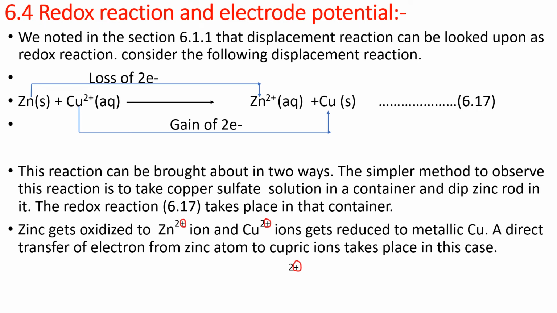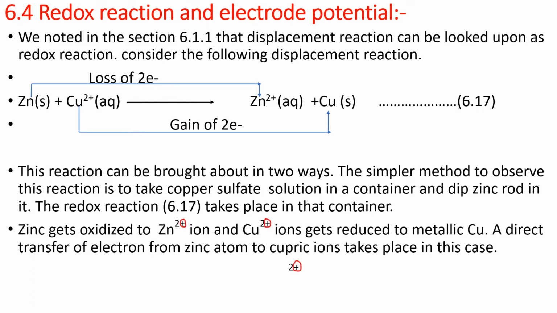Next point, point number 6.4, redox reactions and electrode potential. We noted in section 6.1.1 that displacement reactions can be looked upon as redox reactions. Consider the following displacement reaction, for which one simple example is given: Zn plus Cu2+ in aqueous medium gives Zn2+ plus Cu solid. Here a loss of 2 electrons and a gain of 2 electrons take place, oxidation here and reduction here.